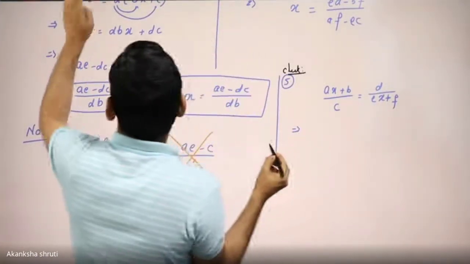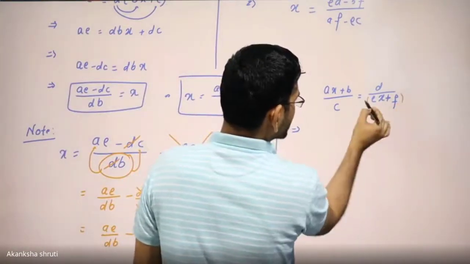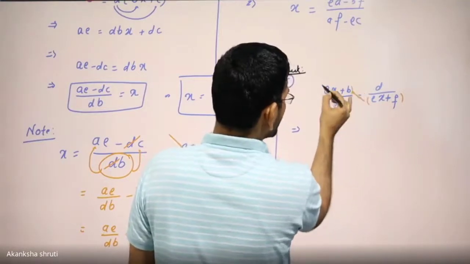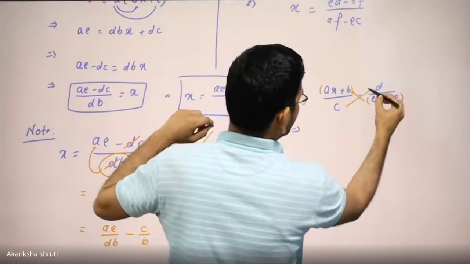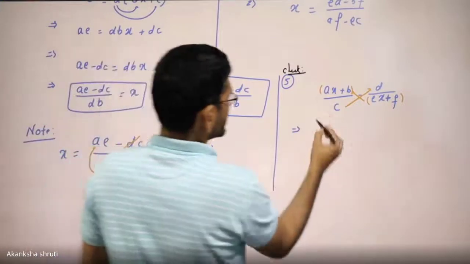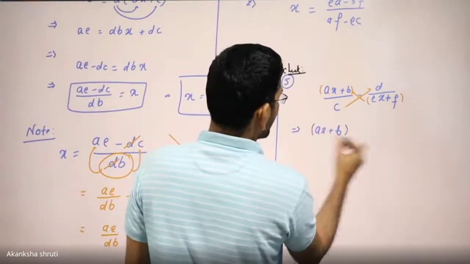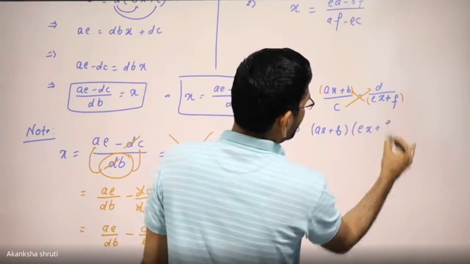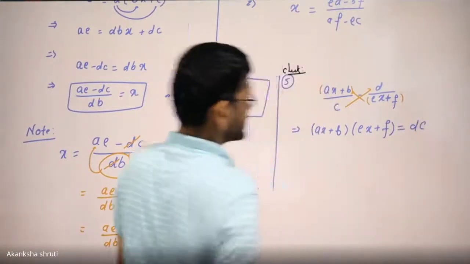Again we have to apply the same rule. Here the entire bracket on the right hand side in the denominator has to be multiplied with the numerator. So this will turn like this, and this c will multiply to this d by applying the cross multiplication rule. So it will turn into (ax plus b) into (ex plus f) is equal to d into c.